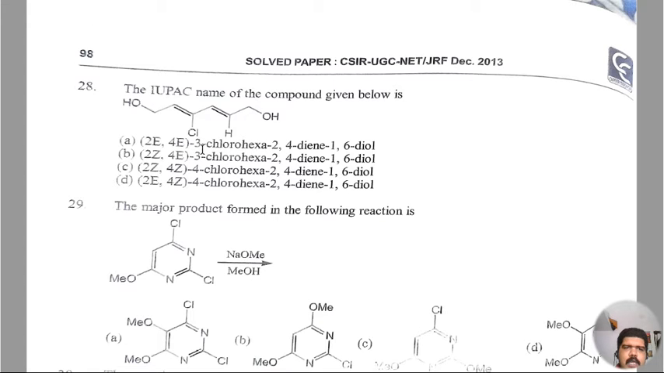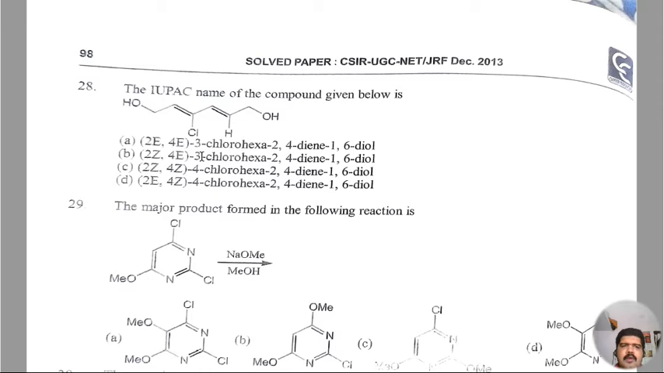So we can say option A or B is the right answer, where chlorine will be at the 3rd position. So 1, 2, 3. Now, this is your numbering system from left to right. Now, what about this C double bond C? It is having Z configuration, because the highest priority groups are on the same side, it's below. So it will be 2Z. So the right answer will be option B, 2Z4E.